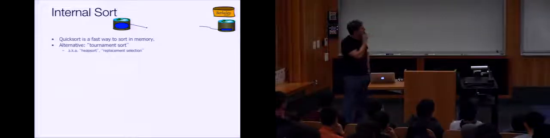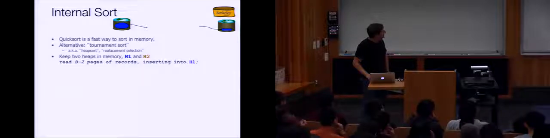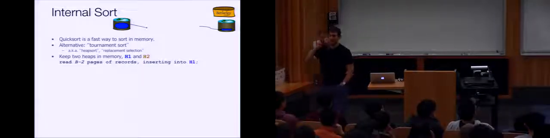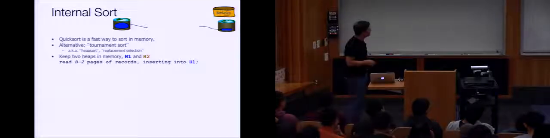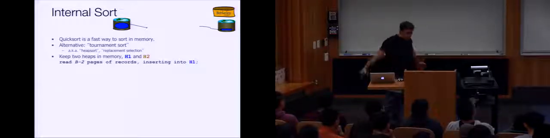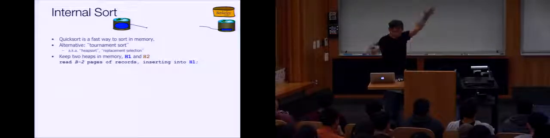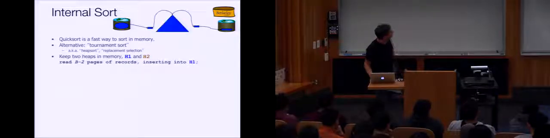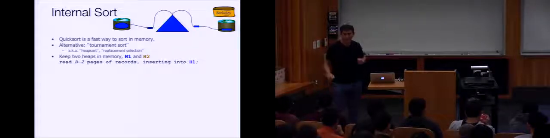So heap sort's kind of funny when you're doing it on a big file. Let's watch how this works. We're actually going to have 2 heaps in memory. The blue one, which we'll call H1, and the brown one, which we'll call H2. We're going to start by reading in B minus 2 blocks and inserting all the records into H1. So we're going to build a big old H1 heap in memory. Okay? We're going to have an input buffer and an output buffer, which is why it's minus 2.